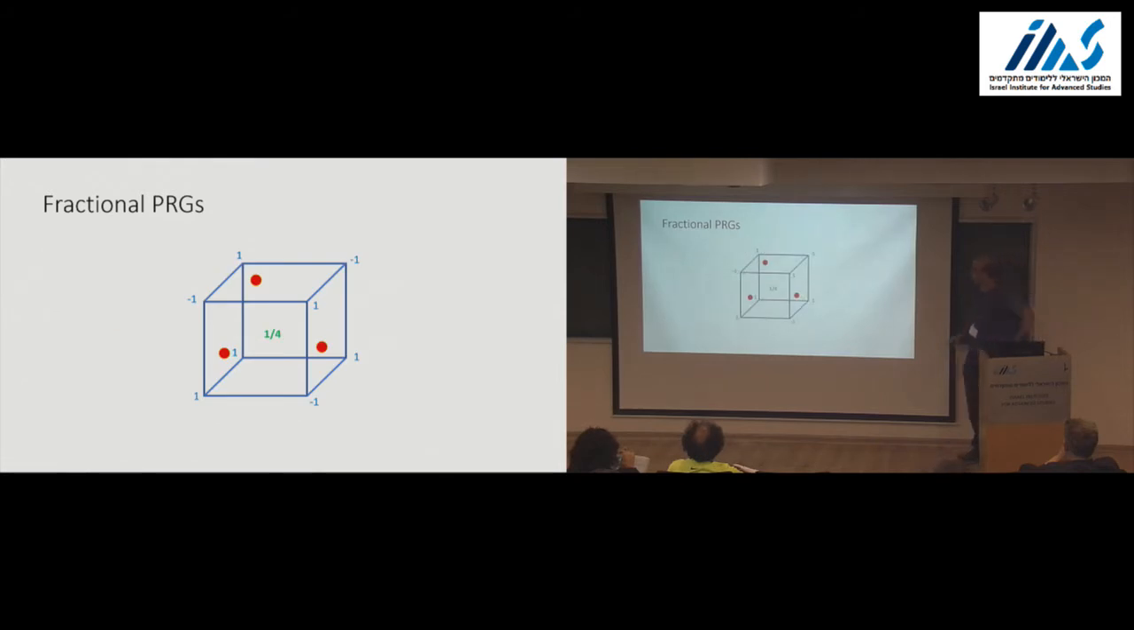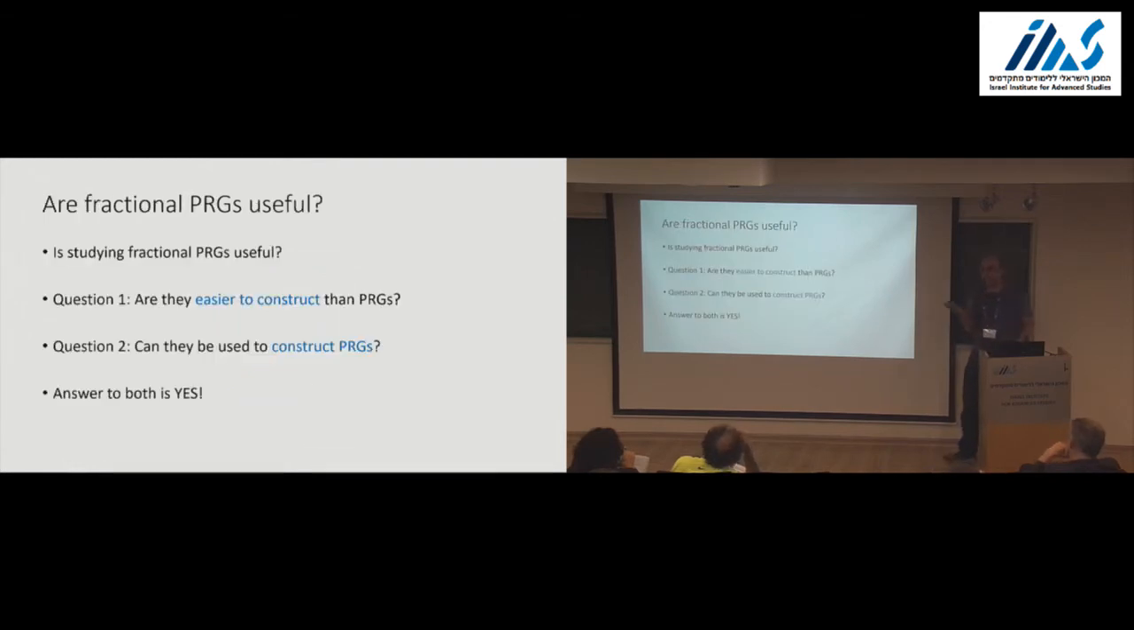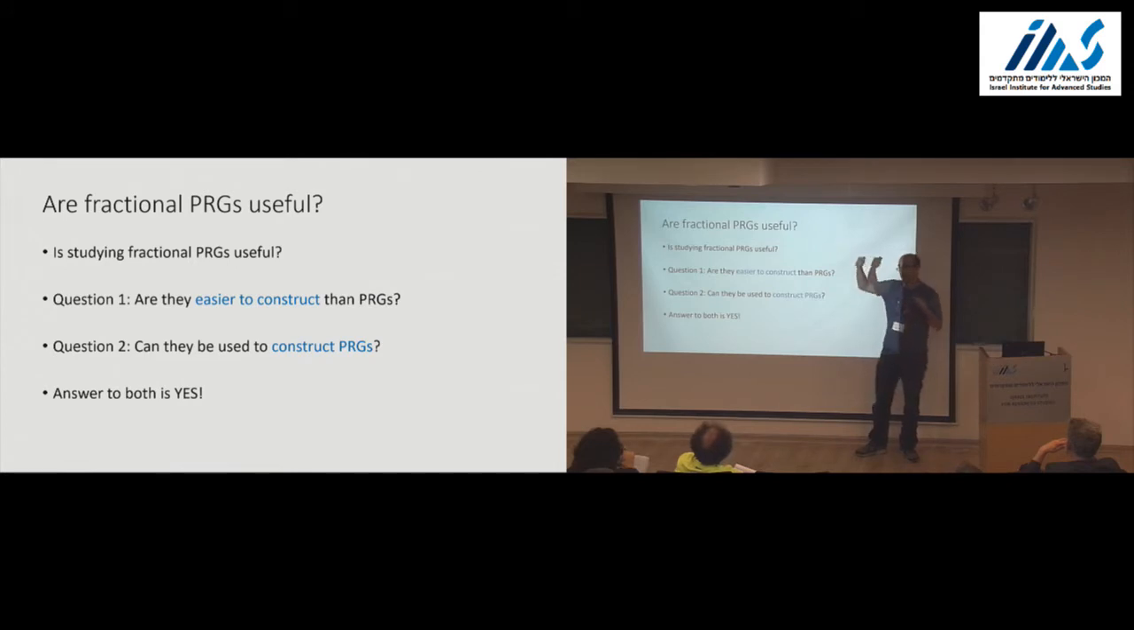Maybe here's again a pictorial viewpoint. Now my red distribution, my pseudo distribution, takes values inside the solid cube, not just on the vertices. Now there are two interesting questions to study here. First of all, is this actually useful? Is it somehow easier to construct this if I allow you to take values inside the cube and not just on the vertices? And the second question is, if you can do it, can you use them to then construct actual PRGs that take actual Boolean values? And the answer to both would be yes.